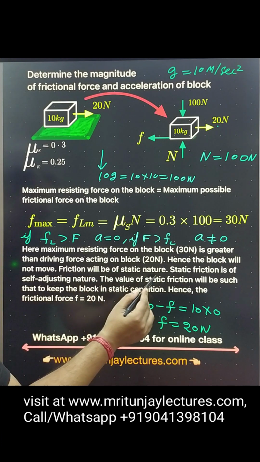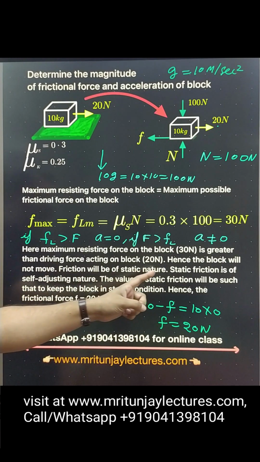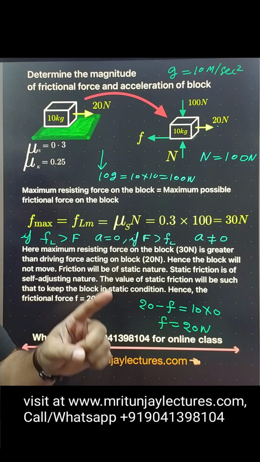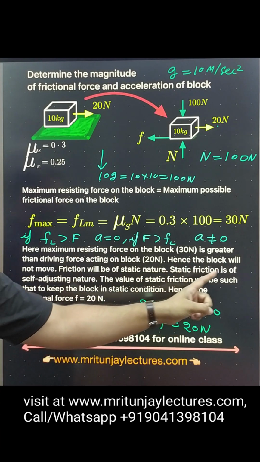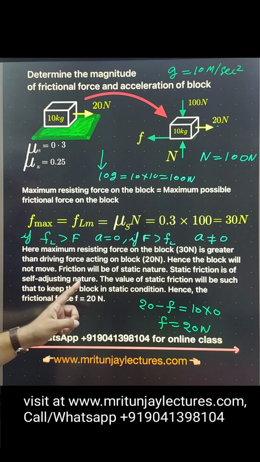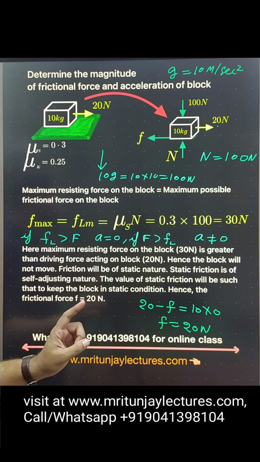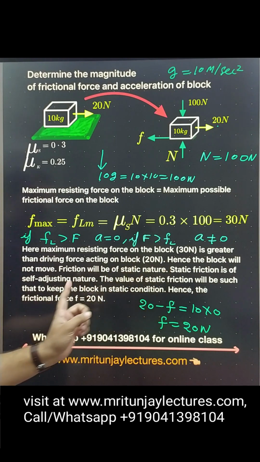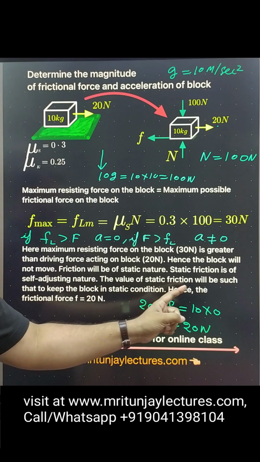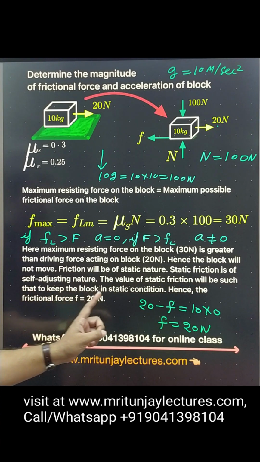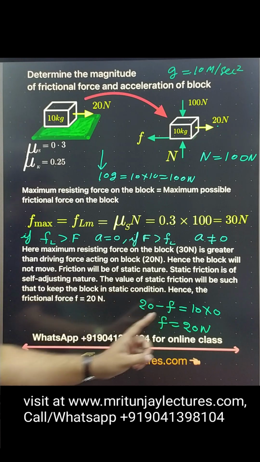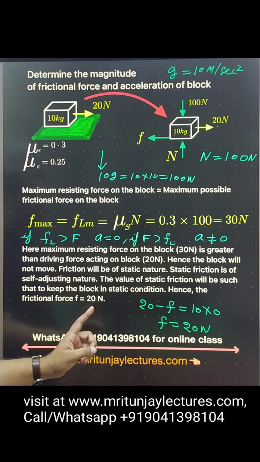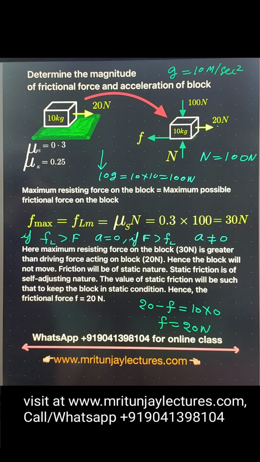Frictional force will be static in nature. That frictional force is static in nature, and static friction is self-adjusting in nature. The value of static friction will be such that it keeps the block in static condition. Hence the frictional force f is equal to how much? 20 Newton. Also clear, make a note of it.